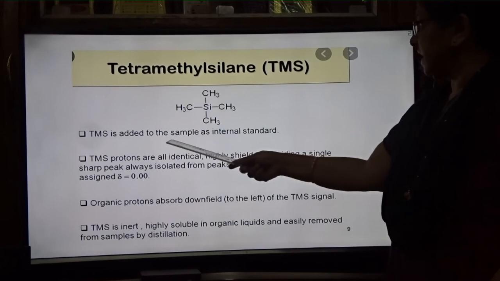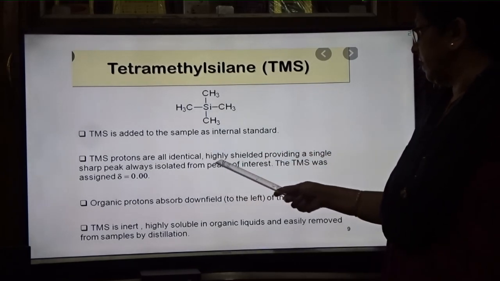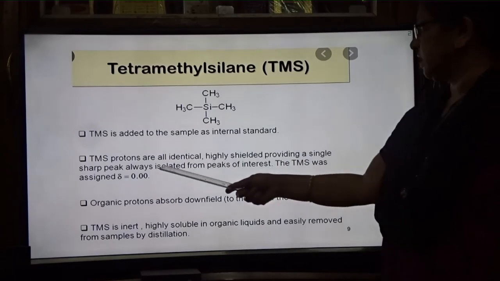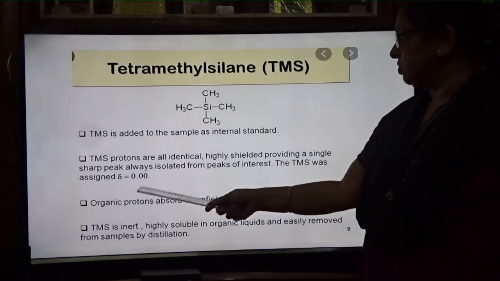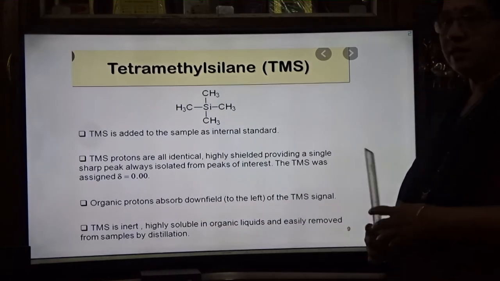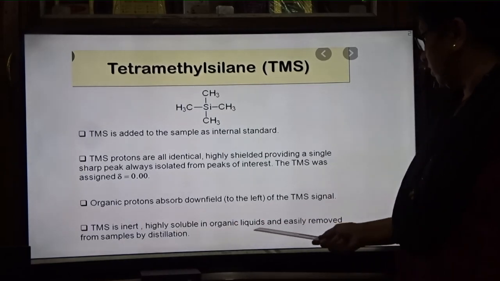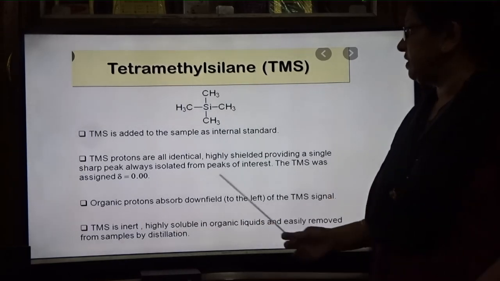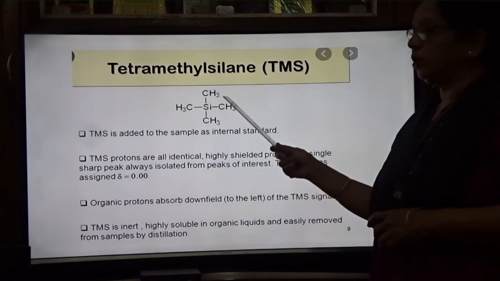Again, TMS is added to the sample as an internal standard. TMS protons are all identical, highly shielded, providing a single sharp peak, always isolated from peaks of interest. The TMS value is assigned delta equal to 0. Organic protons absorb downfield, to the left of the TMS. All the signals are to the left. TMS is inert, highly soluble in organic liquids, and easily removed from the sample by distillation. It can be removed very easily. This is the structure of TMS.